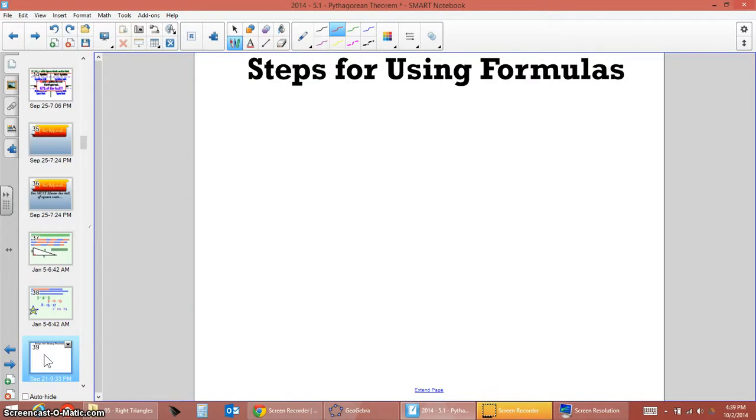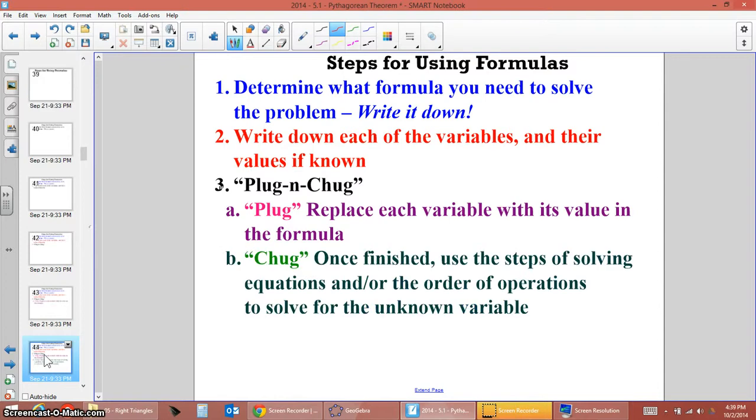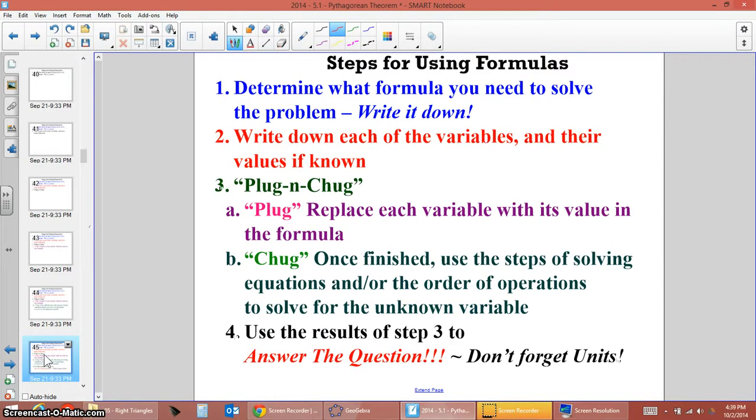So right here, let's talk about using the formula. You want to determine what formula you need. Find the variables. Plug and chug. Plug means substitute. Chug means solve for the missing variable. And then you repeat the steps for any other ones you need to do. Okay, we got to use the results to solve the question.